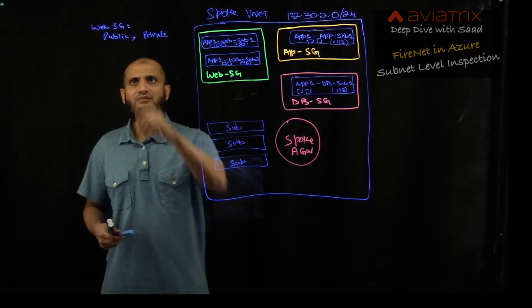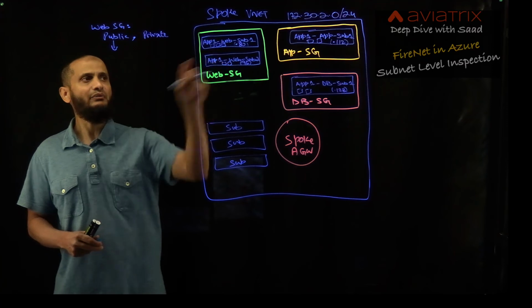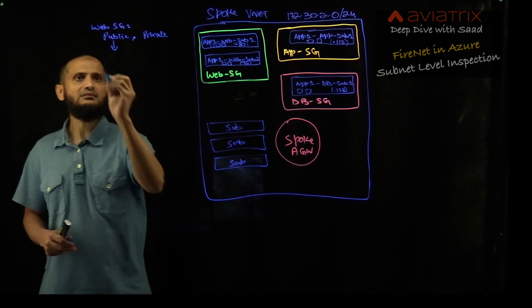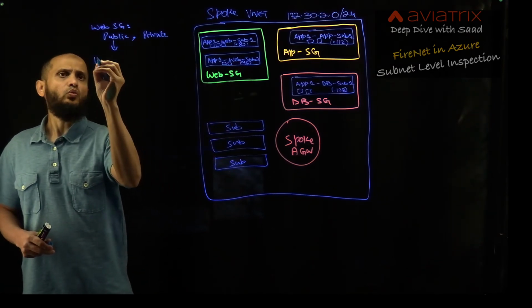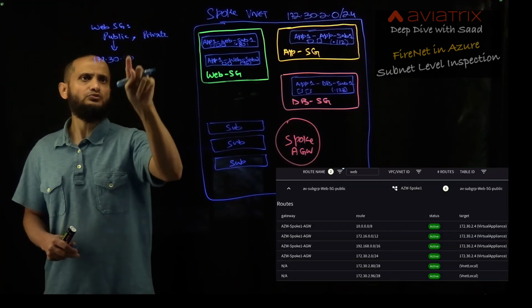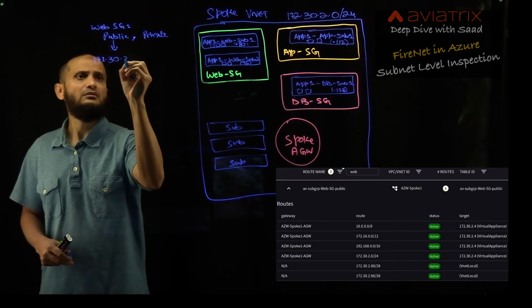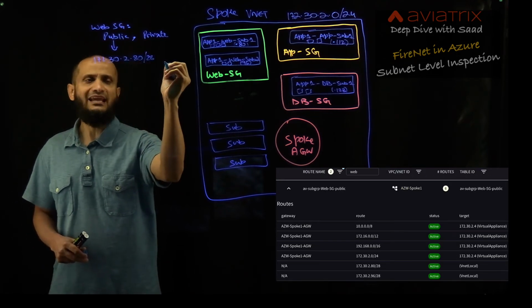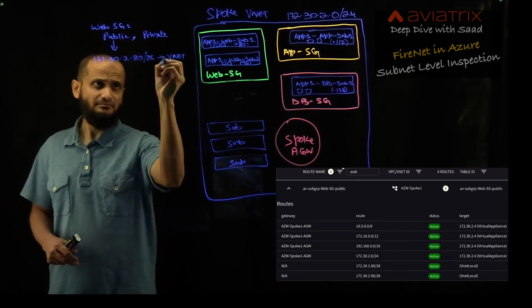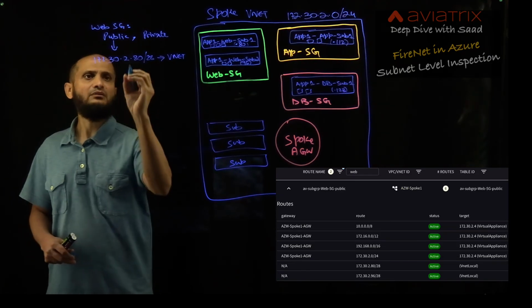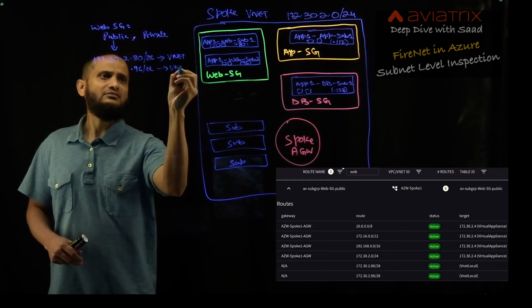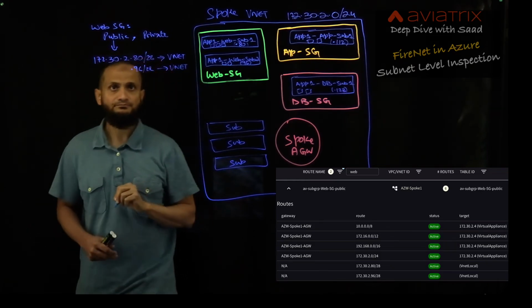Now, what this routing table is going to look like: it will have a route towards the 172.30.2.80 subnet, and its next hop is going to be the virtual network, or VNet. Same thing with the second subnet, which is .96/28. Its next hop is going to be the VNet.